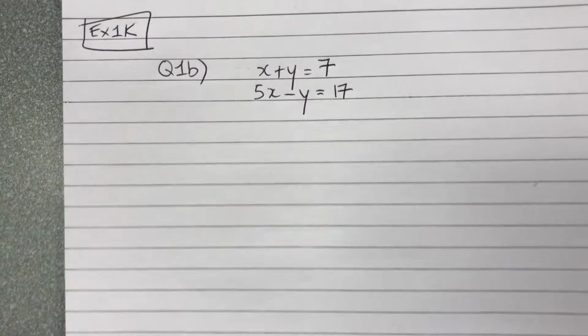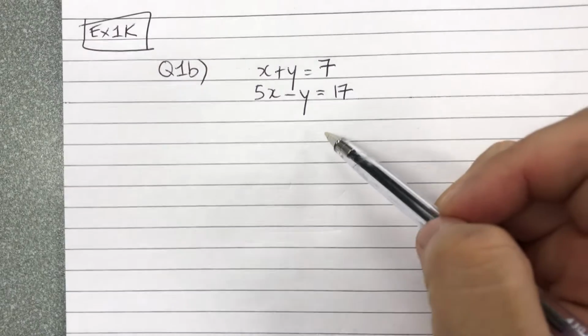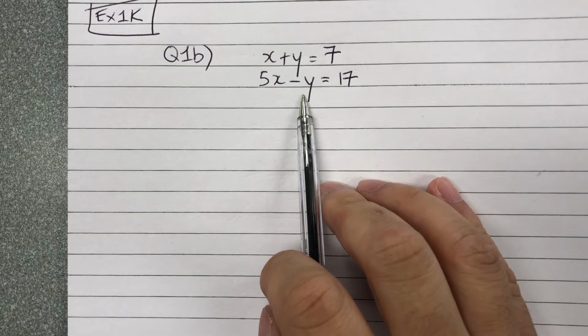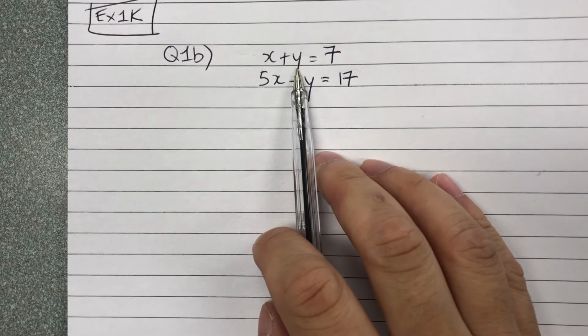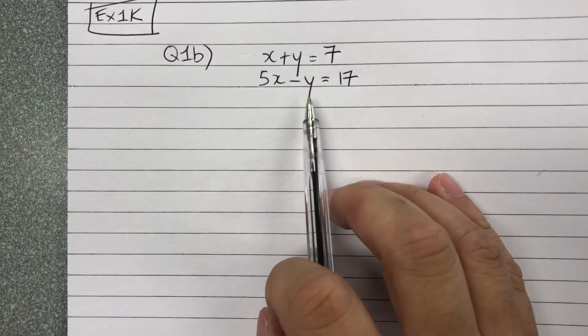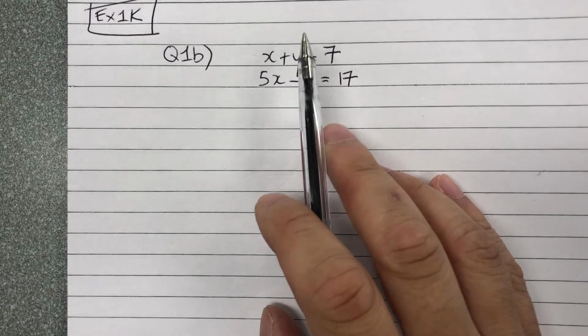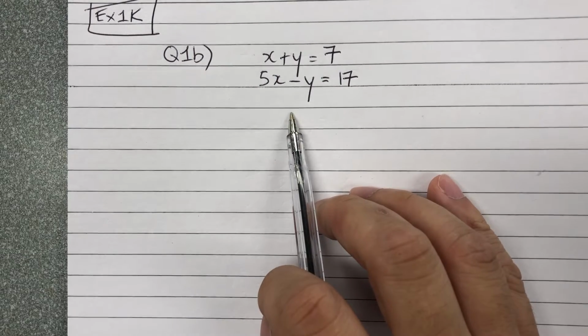Okay. Process of elimination. So again, we can't solve these because we have two things we don't know. So what we want to do is remove one of the things we don't know.